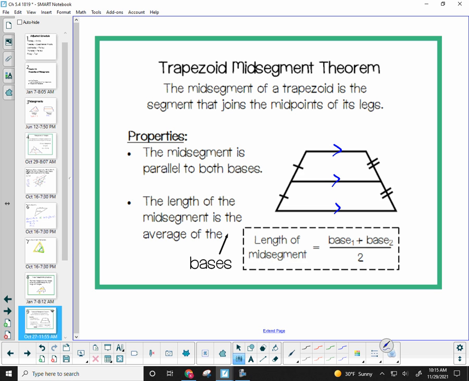We can find the length of the mid-segment by finding the average of the bases. So we can take base 1 plus base 2, add together, divide by 2. That would give me the length of my mid-segment. Okay, so it's just the average of the bases, which kind of makes sense, right?